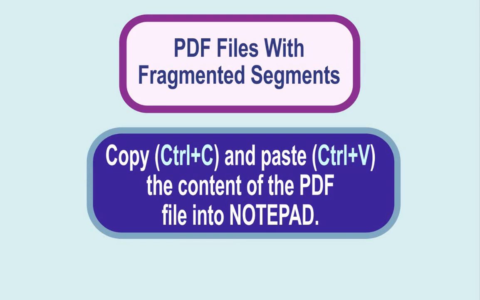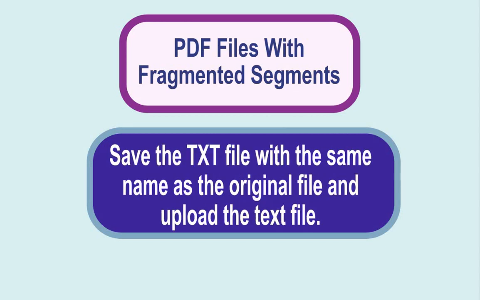Select all the contents of the PDF file using Ctrl-C. Open a notepad and paste the contents onto it using Ctrl-V. Then, save the TXT file with the same name as the original PDF file and use the TXT file as the original file to upload a new file for translation. If you've already set up the project and job for the file in question, you'll have to delete the project before uploading the new TXT file.